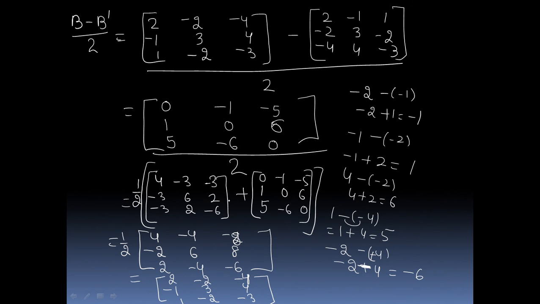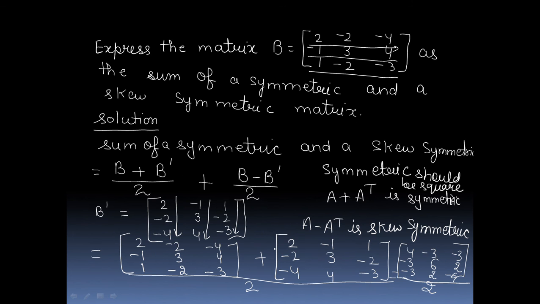You can check that after adding the symmetric and skew symmetric parts, we get the value which is already given in the question. Means after the sum of a symmetric and a skew symmetric matrix, you get the original matrix which is given in your question. This is called the skew and symmetric matrix.